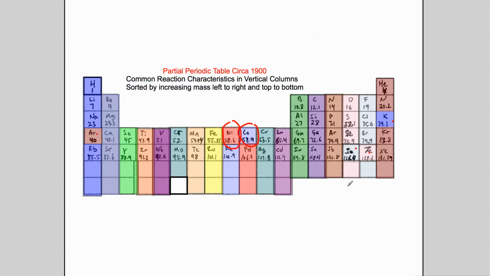And so by around this time, there were enough cases where the model, the periodic table, wasn't fitting observations that it probably needed to be modified. And that was done sometime in the early 1900s.